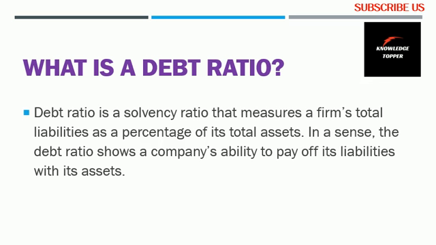As written on your screen, the debt ratio is a solvency ratio that measures a firm's total liabilities as a percentage of its total assets. In a sense, the debt ratio shows a company's ability to pay off its liabilities with its assets. In simpler words, the debt ratio shows how many assets the company must sell in order to pay off all of its liabilities. Basically, this ratio measures the financial leverage of a company.